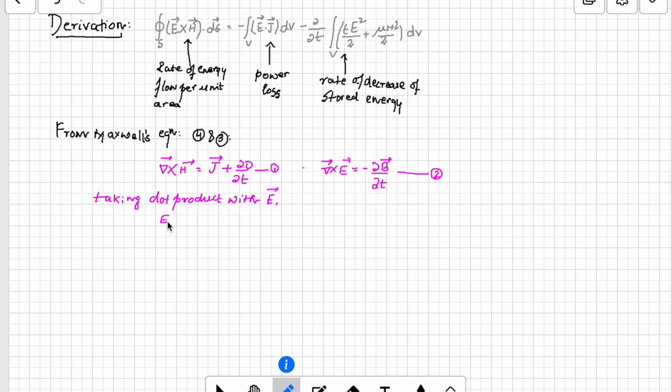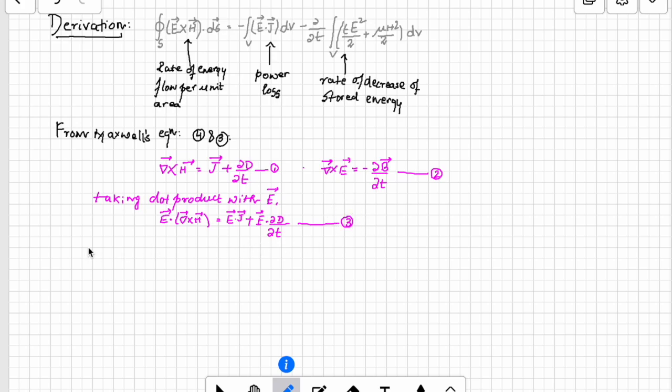So if I take the dot product with E bar, I can say it is E bar dot del bar cross H bar, is equal to, on the right hand side, E bar dot J bar plus E bar dot del D by del T. Okay, so we have this. Let's mark this as number 3.